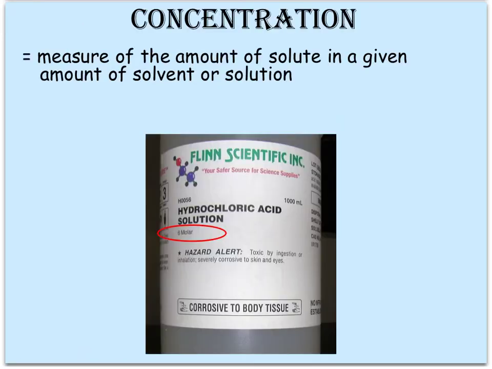The definition of the word concentration means the measure of the amount of solute in a given amount of solvent, or solution. The picture demonstrates a typical chemical bottle in the lab. This hydrochloric acid solution is a 6 molar concentration, meaning that for every liter of solution, there are 6 moles of solute. This is a concentrated solution.